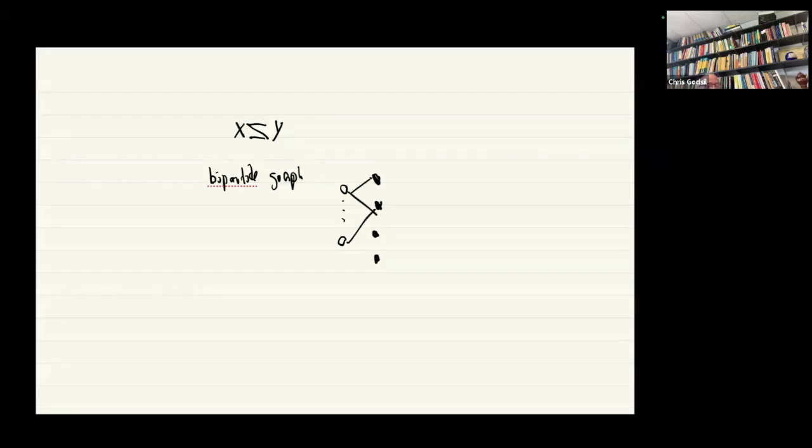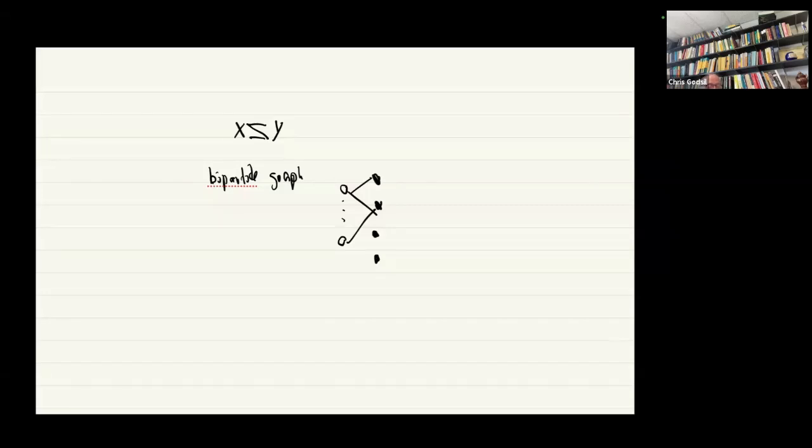Details don't matter too much. And the rule is that wherever there's an edge, you put a copy of X here, a copy of Y there, and you join them according to that rule. Okay, and so now you get a graph.